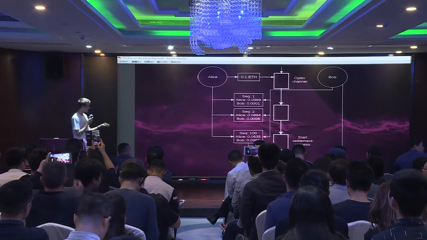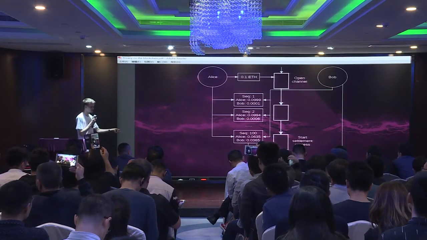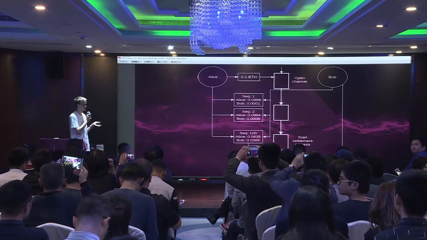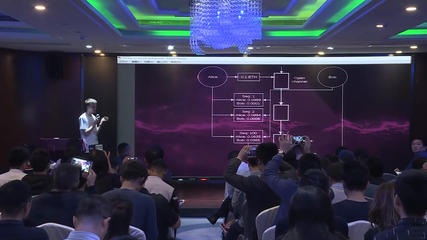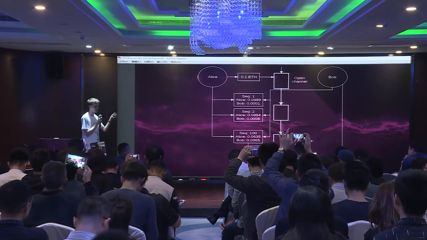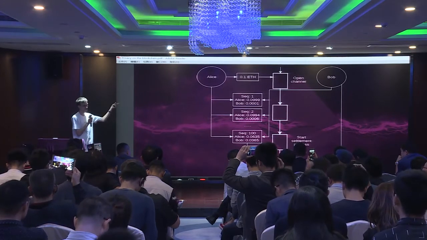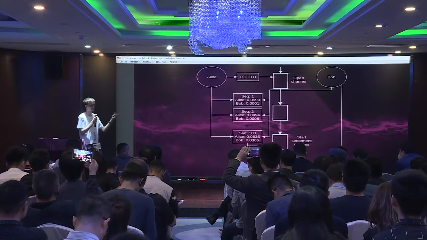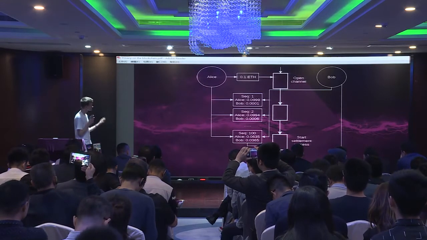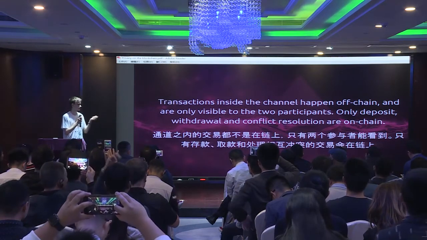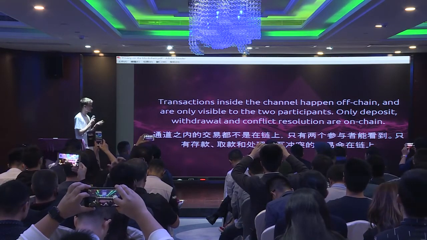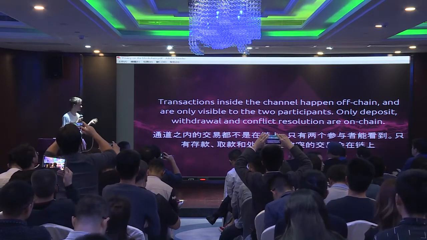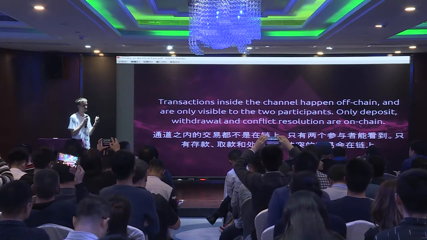Now, you might notice that inside of this channel, between Alice and Bob, there may have been 100 payments, there may have been 1,000, there may have been 100,000. But the number of on-blockchain transactions that you only need is 3. 1 to open the channel, and 2 to close the channel. And if you want, you can optimize it further, only have 1 to close the channel. So, transactions inside the channel happen off-chain, are only visible to the 2 participants, and the only things that remain on-chain are deposit, withdrawal, and conflict resolution.